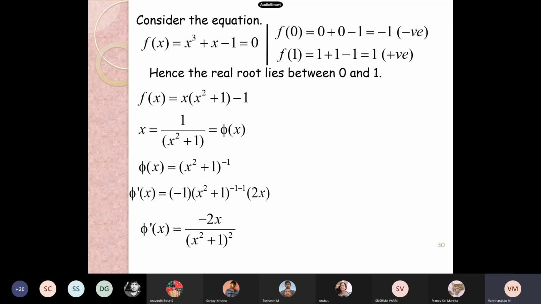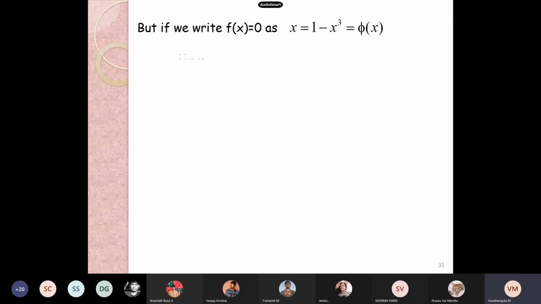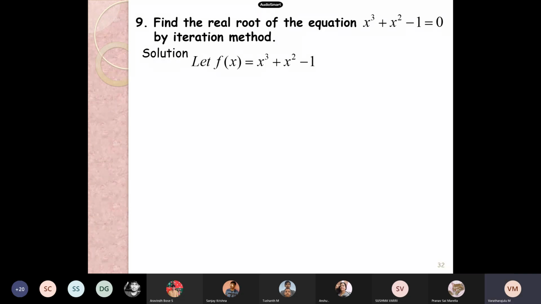And we'll begin with problem number 9. This is your problem number 9. You take your calculator and find the real root of the equation. For today's class, I request the first five students to please unmute your mic and join with us till the end. Find the real root of the equation x cube plus x square minus 1 is equal to 0 by the iteration method.